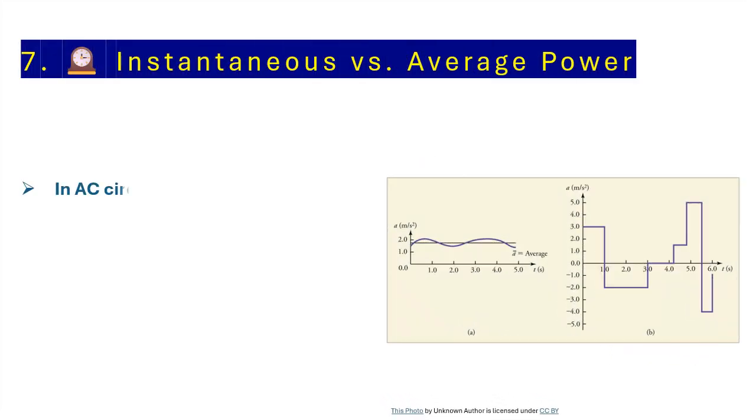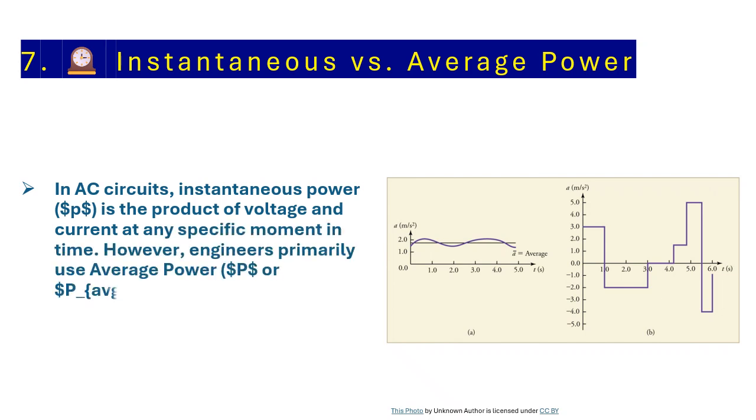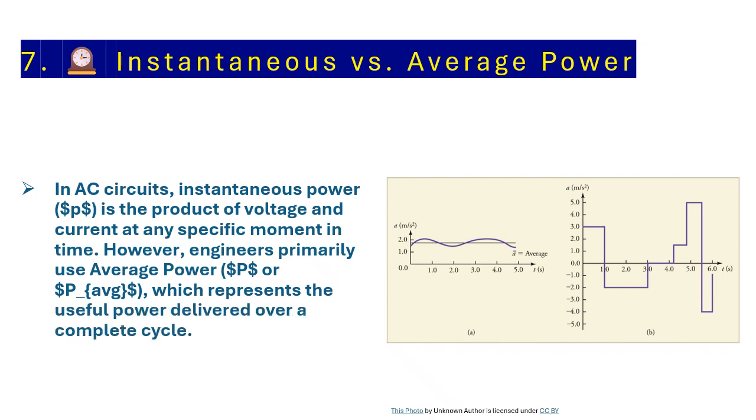7. Instantaneous versus average power. In AC circuits, instantaneous power, P, is the product of voltage and current at any specific moment in time. However, engineers primarily use average power, P or P_average, which represents the useful power delivered over a complete cycle.